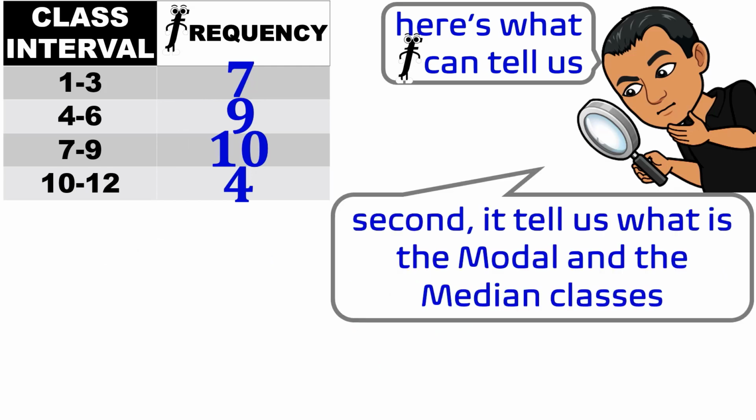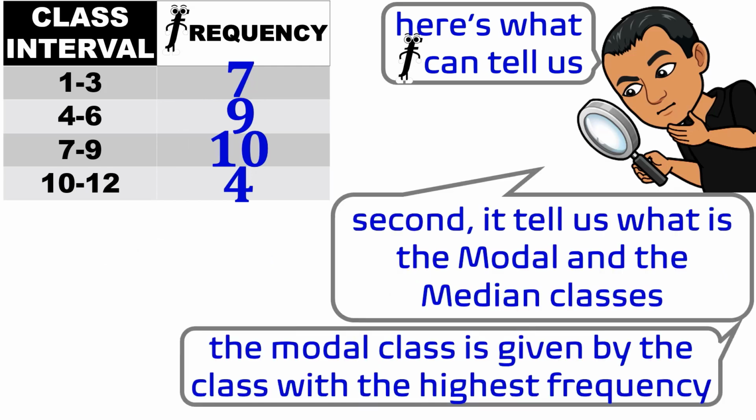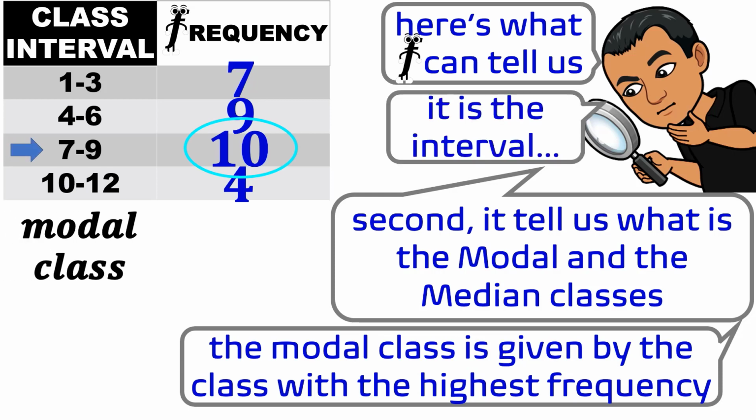Second, it tells us the modal and the median class. The modal class is given by the class with the highest frequency. In short, our modal class is the class 7 to 9.